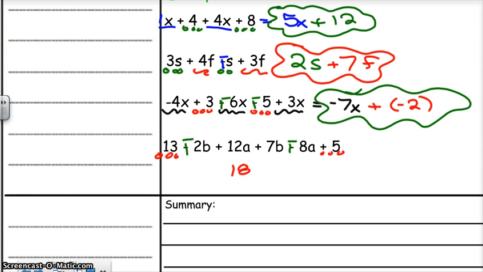The next thing I have is the b. This is a negative 2b. Negative 2b, it looks like I have plus 7b. What's negative 2 plus 7? 5. So negative 2b plus 7b is a positive 5b.